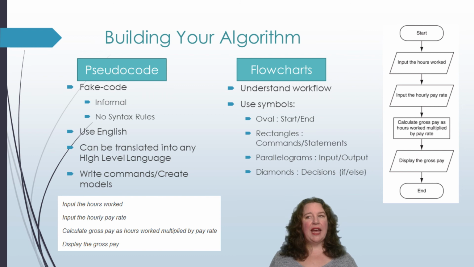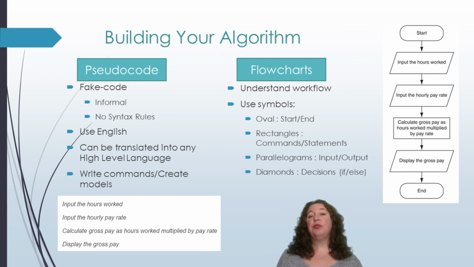So if we're looking at the code here, we're going to input the number of hours worked, we're going to input the hourly rate, we're going to calculate our gross pay, and then we're going to display it. That's pretty simple pseudocode. There's no code in there. None of this is written in Python at this point, but it's just kind of a description of what you're going to do. The other way that you can build your algorithm is with flowcharts.